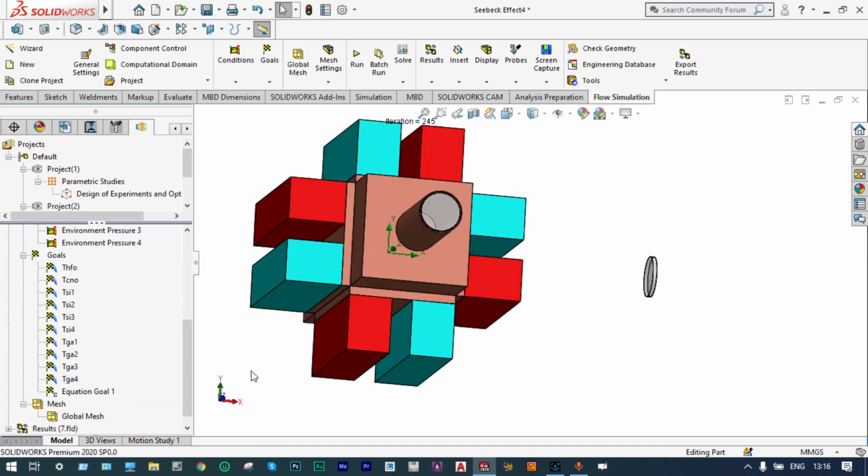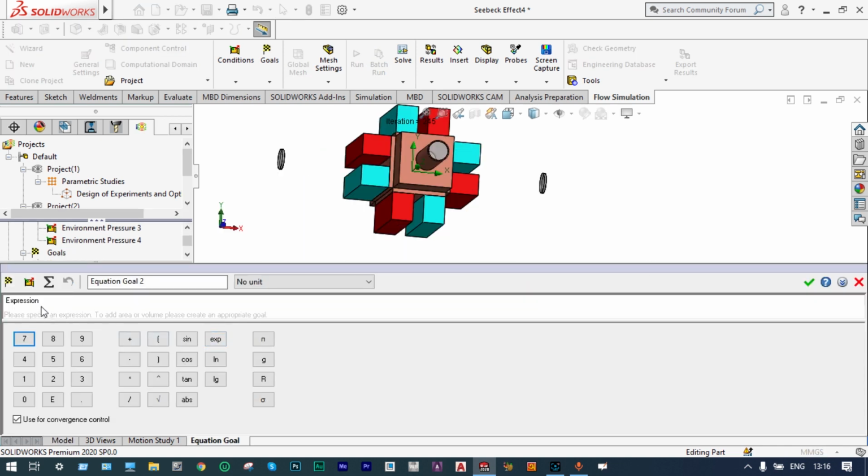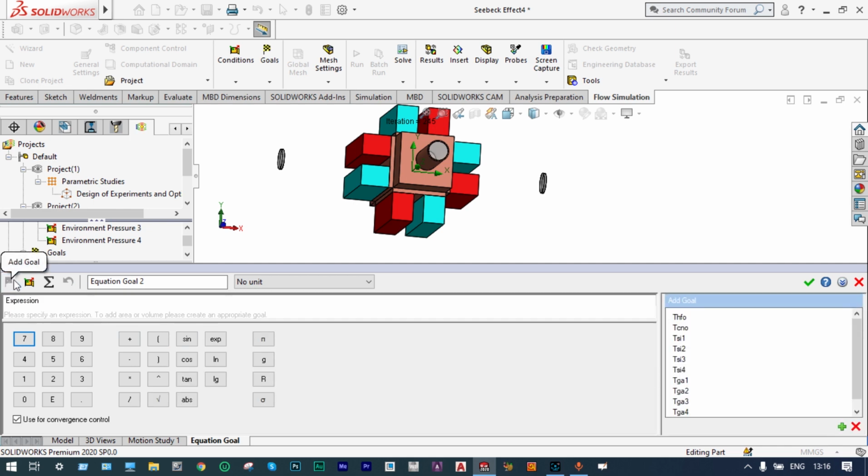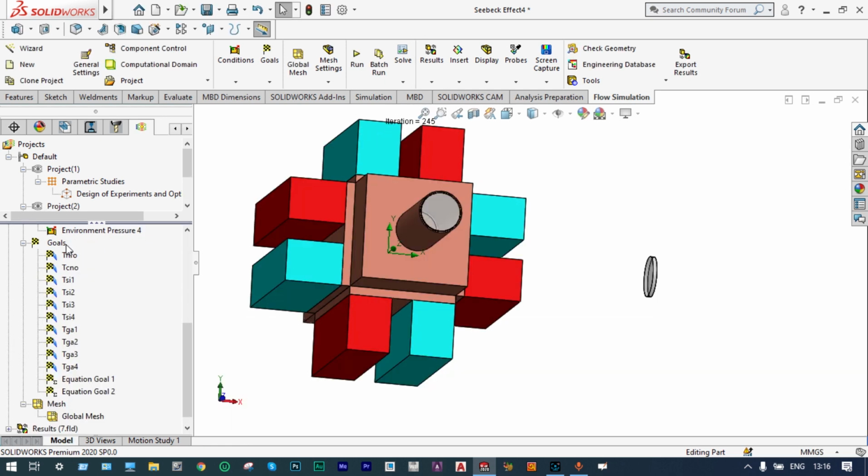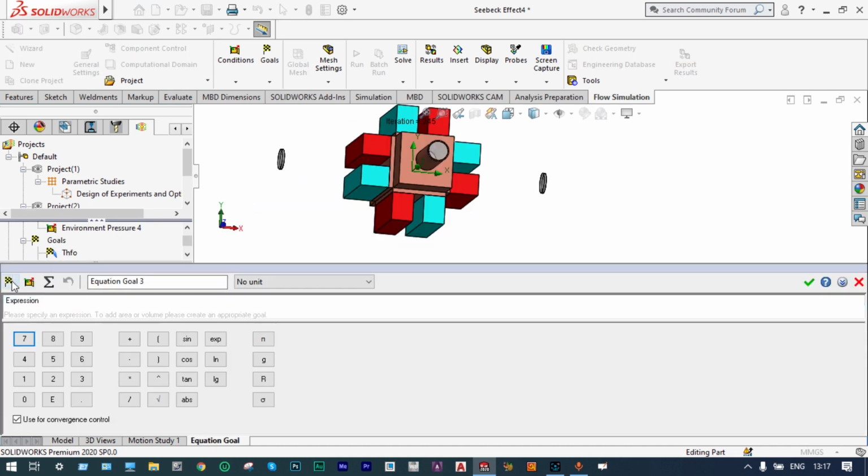Green check. Similarly, for the second one we have to have the temperature difference. Again, an equation goal is to be obtained. Insert equation goal. It will be obtained from the predetermined goals. So, bracket, absolute, bracket, temperature at silicon surface 2 minus temperature at gallium surface 2. Bracket closed. Third equation goal is needed.